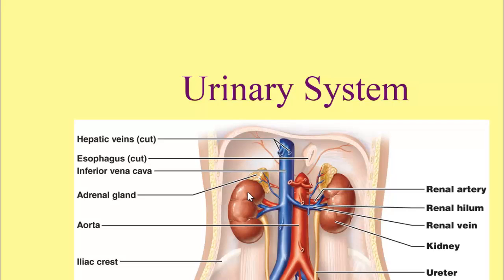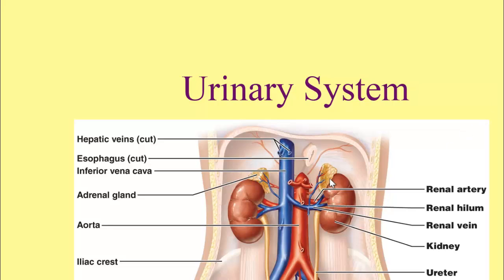Anything that is filtered and destined to leave the body as urine leaves the kidney through the ureter. So there's a pair of ureters, one that drains each kidney, leading to the bladder, and the bladder is where urine is stored, and then when it's time to exit the body, it leaves via the urethra. So those are the major structures of the urinary system.